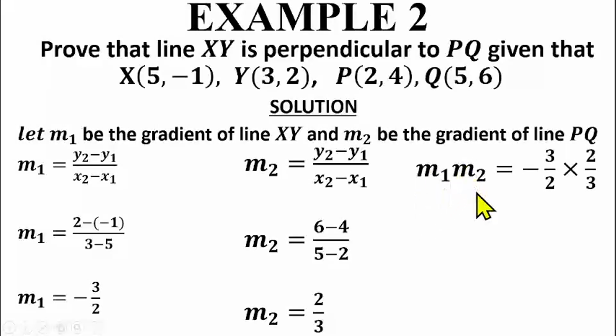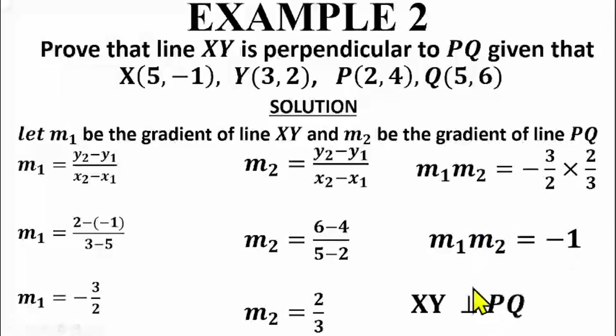M1 times M2. So if you put your M1 multiplied by M2 and it gives you minus 1, that means they are perpendicular. Our M1 we got is minus 3 over 2 times our M2, which is 2 over 3. So if you multiply them out, 3 will cancel 3, 2 will cancel 2. So I am left with what? Minus 1. So that means the product of their gradients is equal to minus 1, which is the condition for perpendicularity. So it means that line XY is perpendicular to what? Line PQ. And that is how to prove and show that. Which I believe you understand.